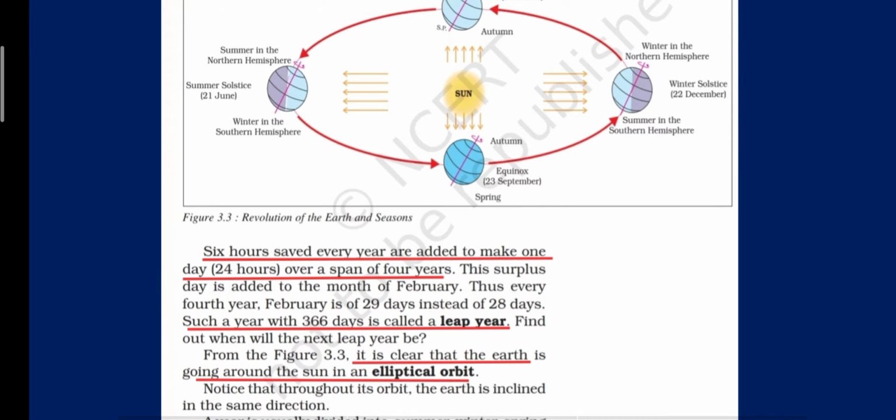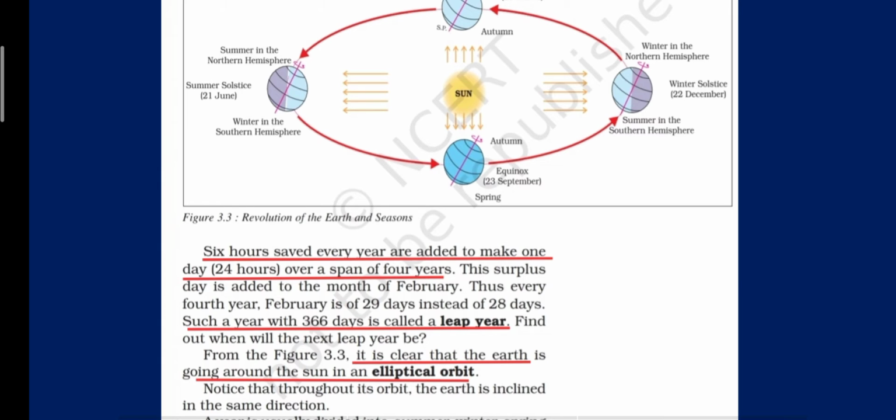6 hours saved every year are added to make one day, that is 24 hours, over a span of 4 years. This surplus day is added to the month of February. Thus, every fourth year, February is of 29 days instead of 28 days. Such a year with 366 days is called a leap year. Find out when will the next leap year be.